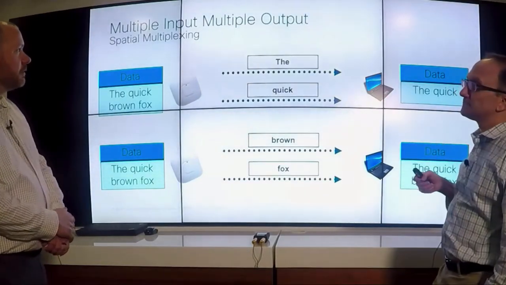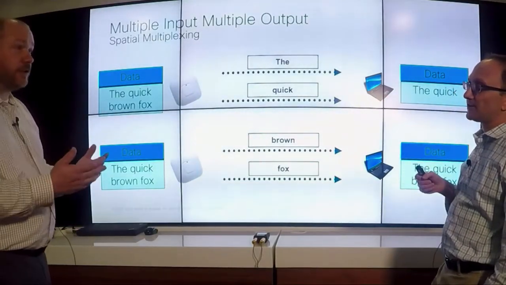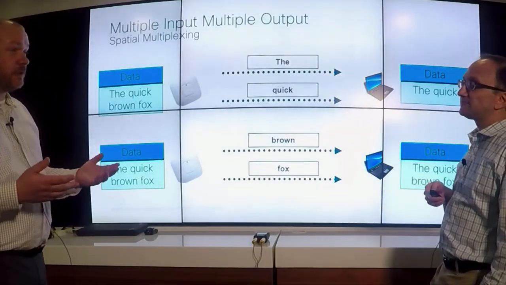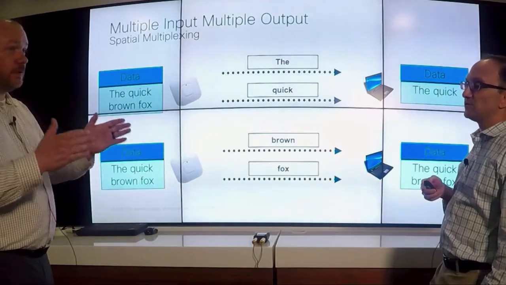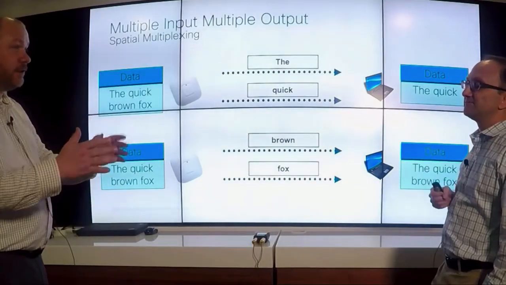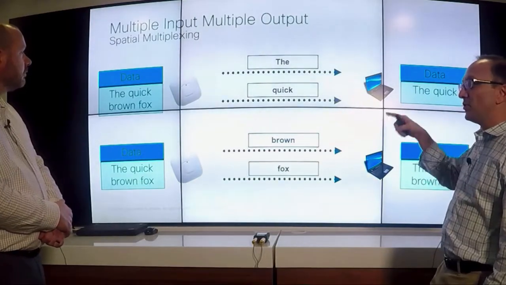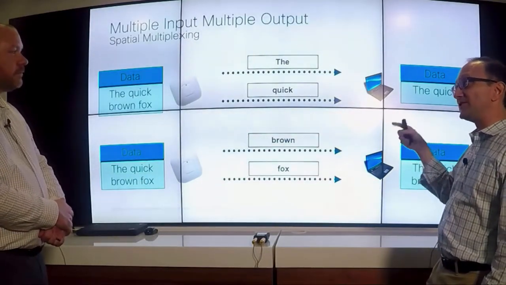Great, so spatial streams. Exactly. If I have one spatial stream, it's kind of old school, I'm just connecting to you. Multiple spatial streams, I'm actually talking to you twice as fast. Two different antennas. Exactly. Now, the trick here is both sides have to be capable of the same number.